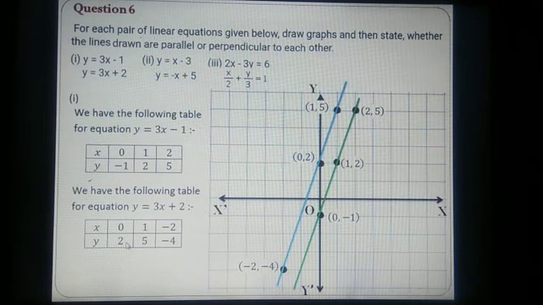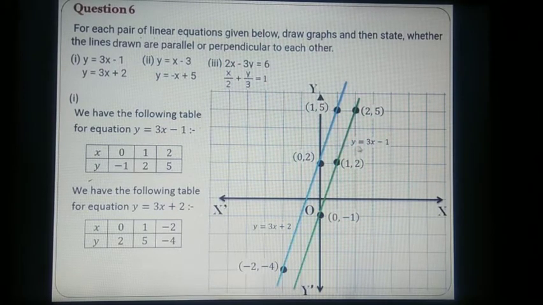Okay, so at last you will conclude that the lines are parallel to each other, and don't forget to write the equation of the line, because teachers won't know which line is which. It can be either the first one or the second one. So whichever line it is, you will mention the names.